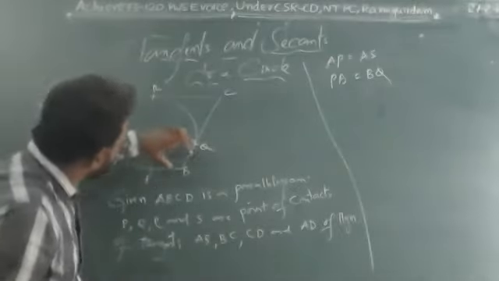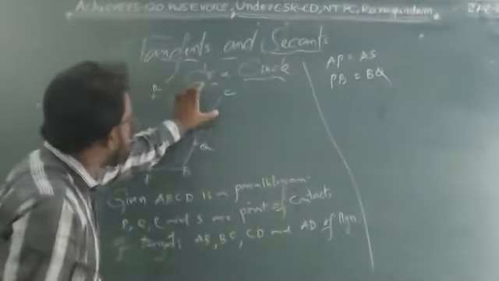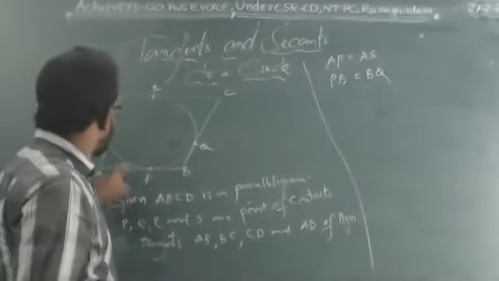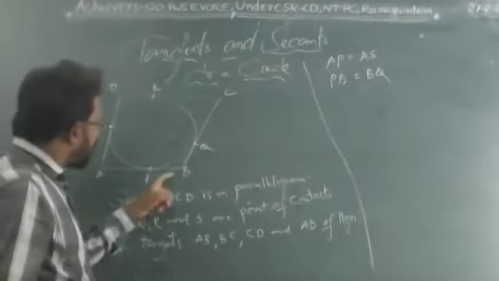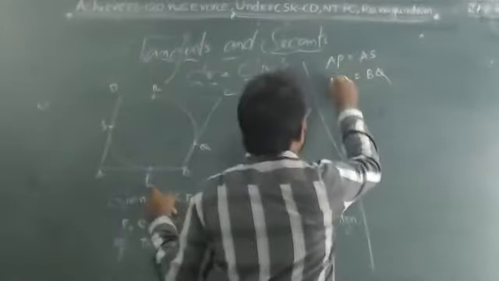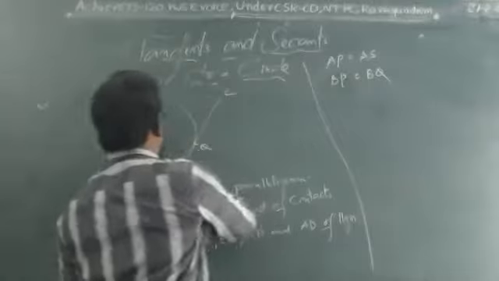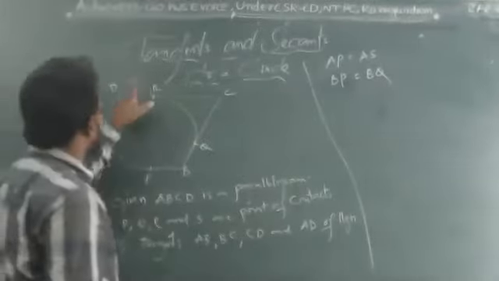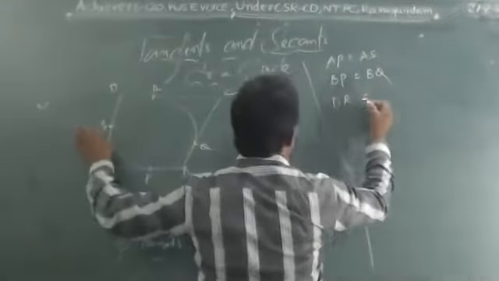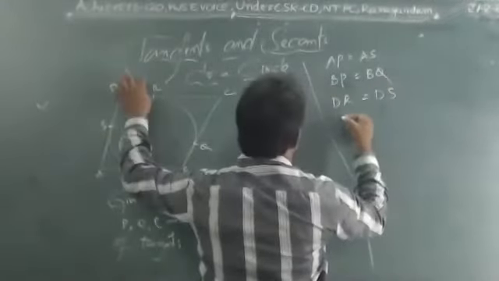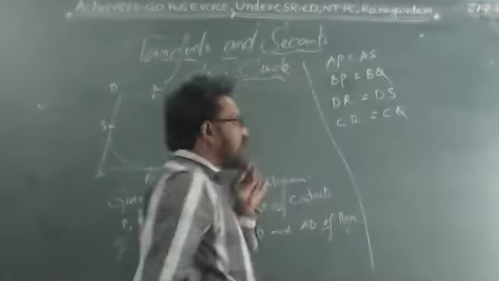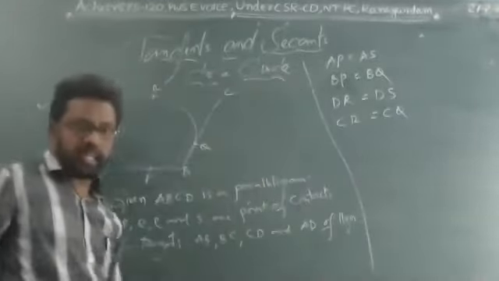These two tangents are equal, and these two tangents are equal. So AP is equal to AS, and BP is equal to BQ; you can write it whichever way you wish. Next, DR is equal to DS, and CR is equal to CQ.